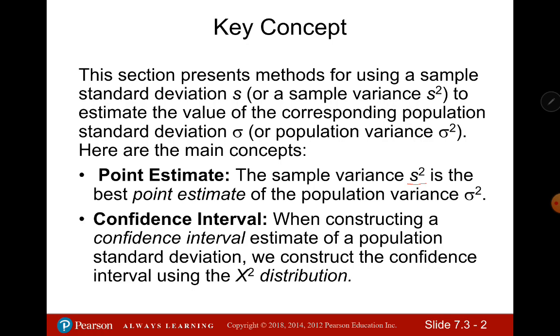These two confidence intervals follow the same format. Remember, point estimate plus minus margin of error. For the proportion, the point estimate is p hat, the sample proportion, plus minus margin of error. For the confidence interval of mu, we use x bar, the sample mean, plus minus margin of error. But for sigma square or sigma, we do not follow that format. We will have a new format.